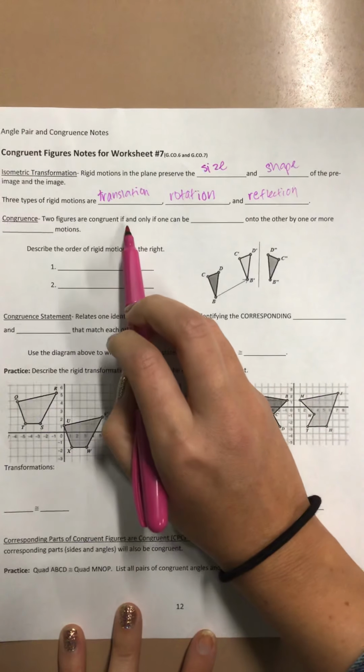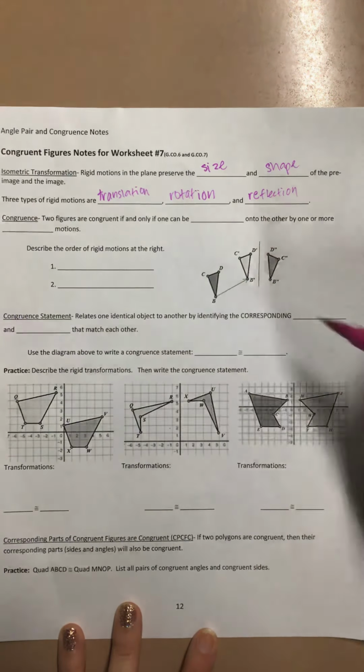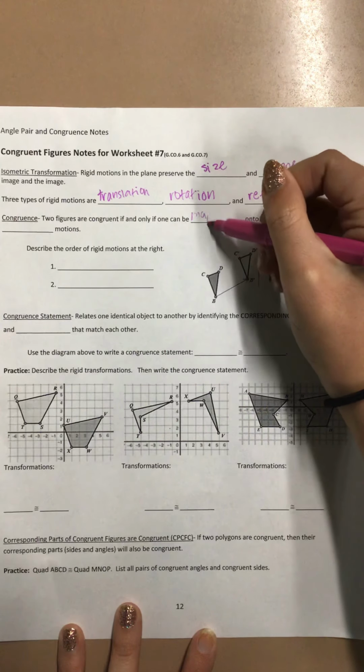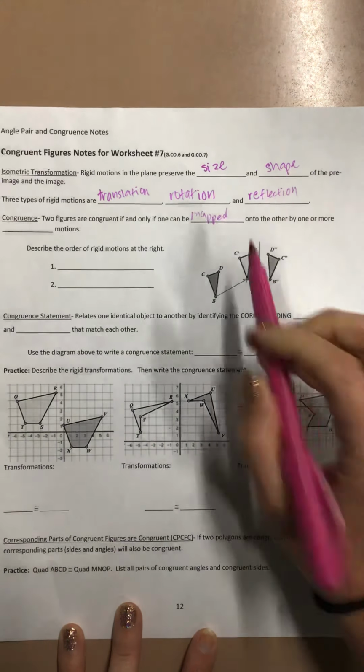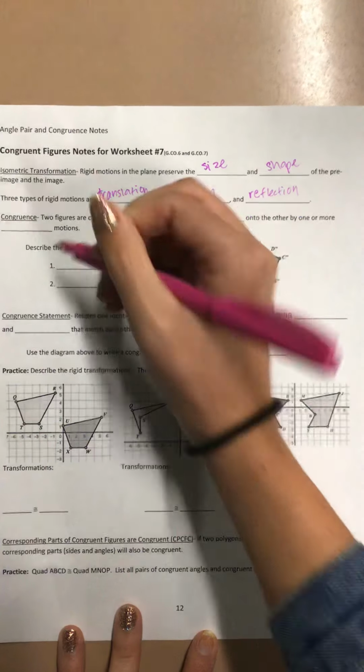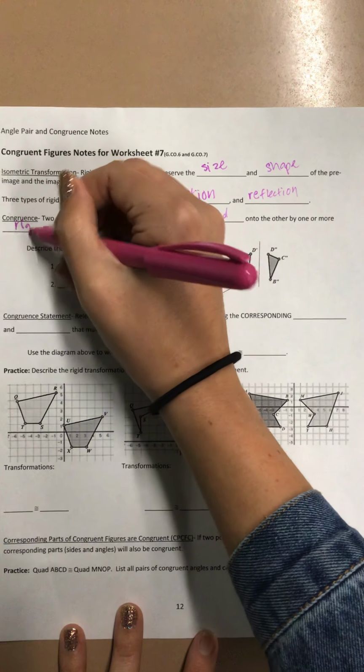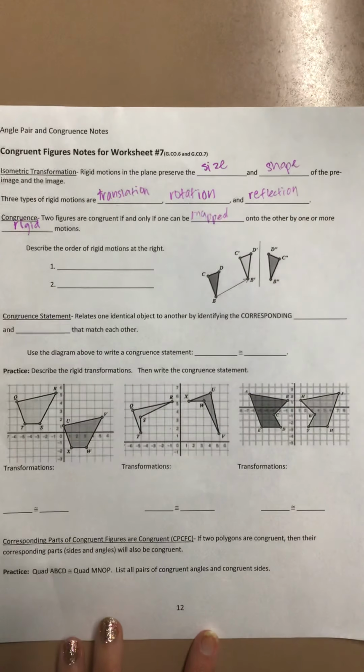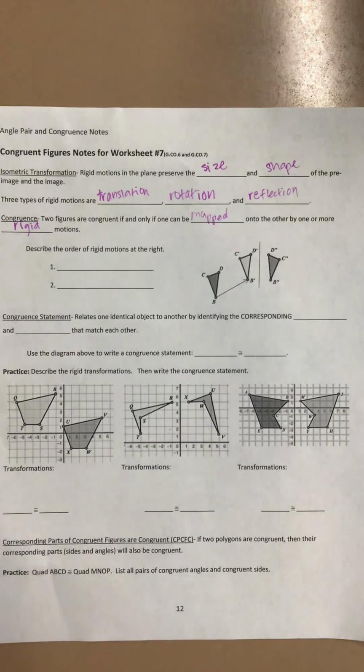Congruence. Two figures are congruent if and only if one can be mapped onto the other by one or more rigid motions. Describe the order of rigid motions at the right.